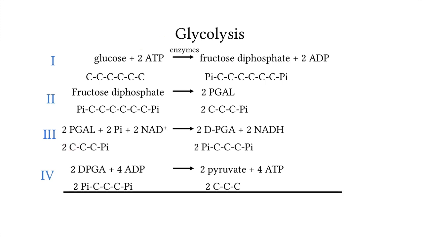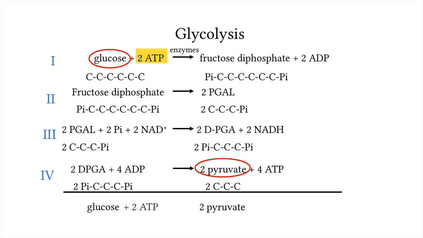So to sum up glycolysis, we can say that one 6-carbon glucose molecule broke up into 2 3-carbon pyruvate molecules. It took 2 ATPs to get this process started, but it resulted in 4 ATPs, which is a net increase of 2 ATPs. Additionally, in step 3 of glycolysis, 2 NADH molecules were made. They will appear again when we talk about one of the other stages of cellular respiration.